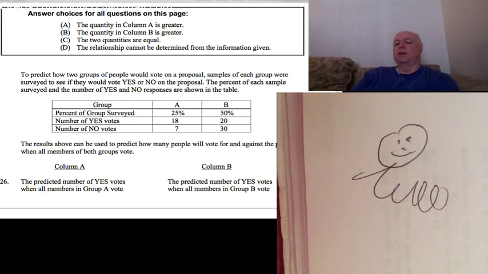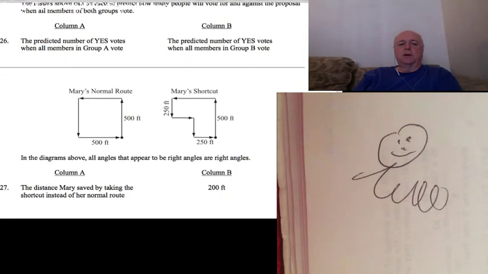And then if A is greater, the answer is A. If B is greater, the answer is B. If A and B are equal, the answer is C. And if you think there's not enough information or something's distorted in what they provide you, then you can't figure out the answer, so it would be D. Okay? All right, so let's go up to 27.